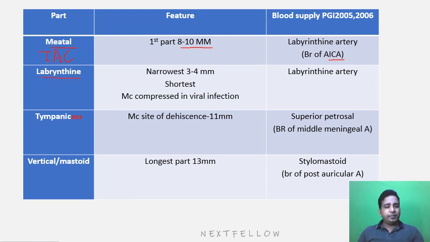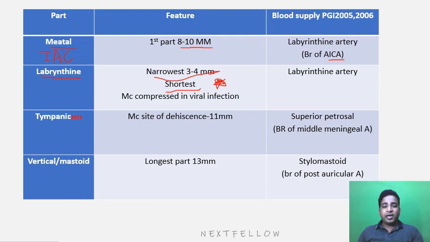Now comes the labyrinthine part. It is the narrowest part and the shortest part. It is around 3 to 4 mm. And again, asked in the exam, the shortest and the narrowest part of the facial nerve is the labyrinthine part, which is around 3 to 4 mm, and this is the part which is most commonly compressed in any viral infection, because it is so narrow. Any infection with a slight edema will cause compression over the facial nerve. So in any viral infection like herpes zoster or herpes simplex or anything, the most common part involved is the labyrinthine part.